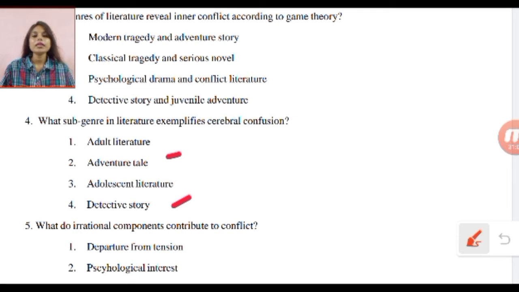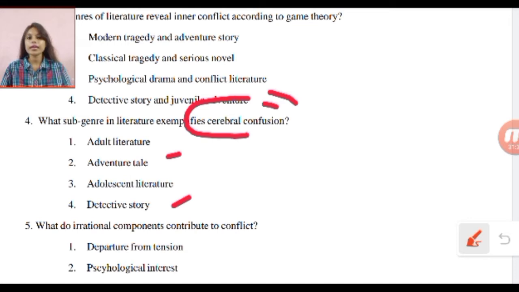Here, when we were reading about the adventure tale, the paragraph has itself told us that adventure tale actually talks about the external conflicts or external obstacles that go on in a person's life or in a person's head. Okay, we are here talking about cerebral confusion. So cerebral confusion means something which goes on inside our head, and that can only be illustrated through a detective story. So your correct answer would be number 4.